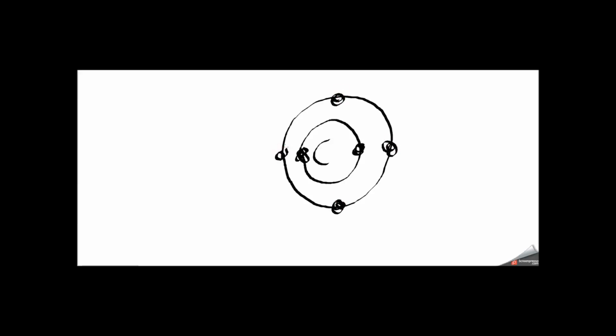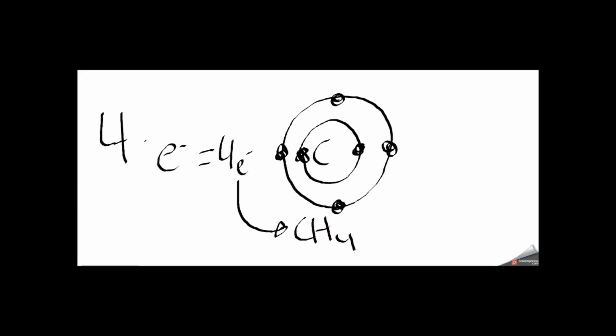According to the octet rule, it would need 4 more because 4 plus 4 is 8. So that means that carbon can afford to bond in many different ways, including to itself easily. For example, CH4: each hydrogen has an electron, so if you have 4 times the number of electrons, which is 1 in hydrogen, that would equal 4 electrons, which is just enough to satisfy the octet rule for carbon, which allows for CH4, or methane, to occur.